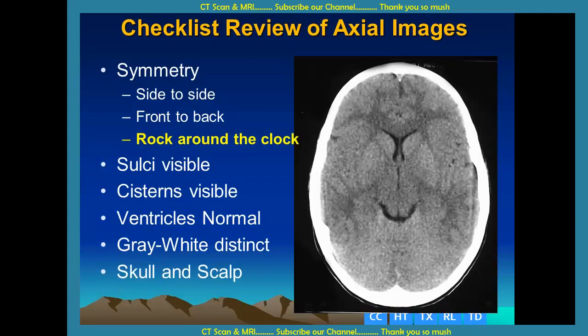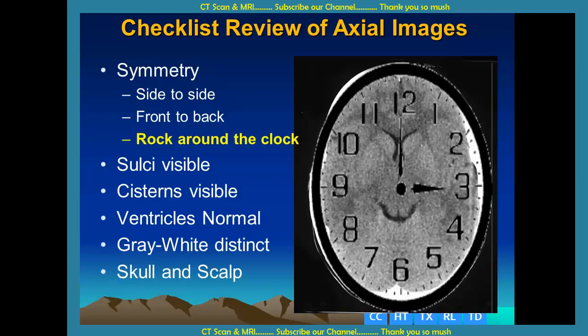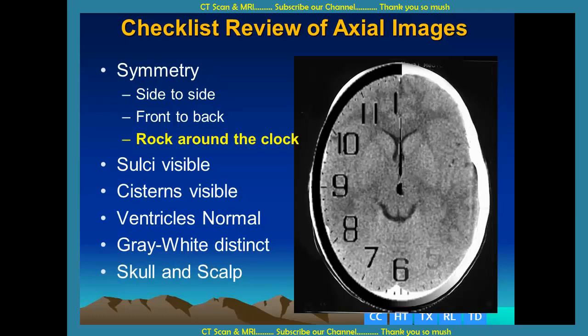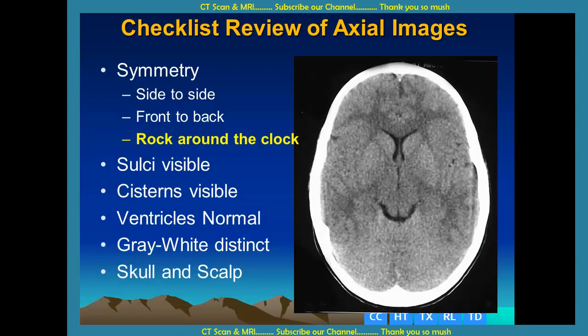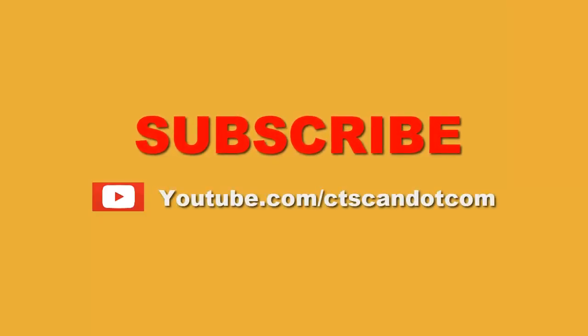So in summary, we can look for the symmetry, and we can rock around the clock to look all the way around the cerebral hemisphere and make sure that the sulci are symmetric and visible, the cisterns are visible, and the ventricles are normal. Rock around the clock and make sure you don't miss any critical lesions that will cause brain herniation.